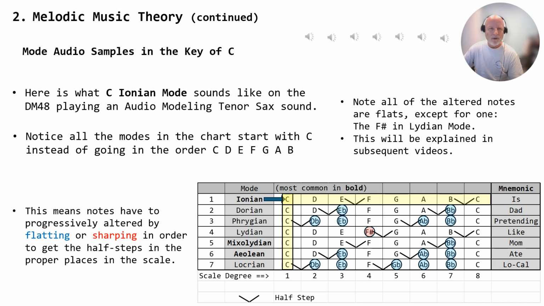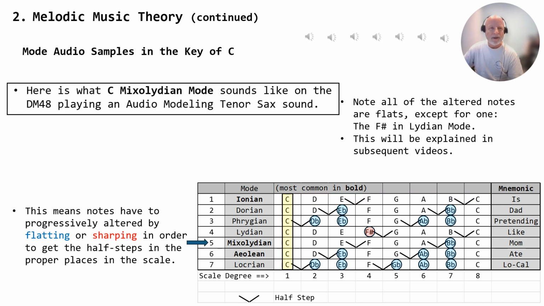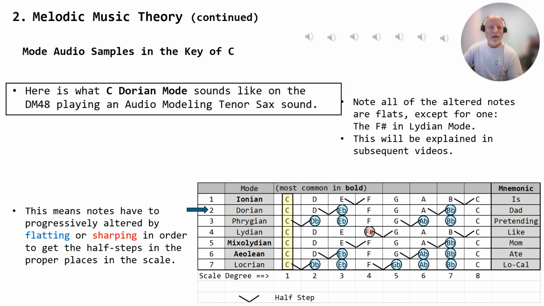Okay, that was Ionian mode. Now we're going to do Mixolydian mode, which has one flat, and that's the B flat that you can see up there in the 7th scale degree. So hopefully you could hear the slight difference there at the top end of the scale with that flatted 7th, that B flat. Okay, now we're going to move on to the next mode, which is the Dorian mode.